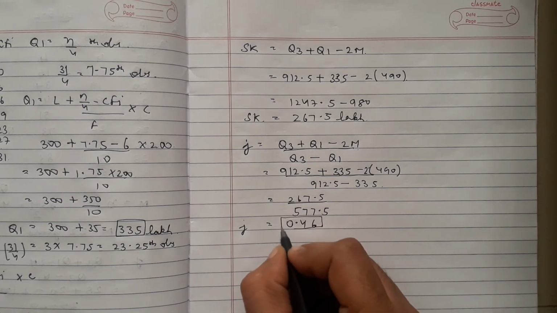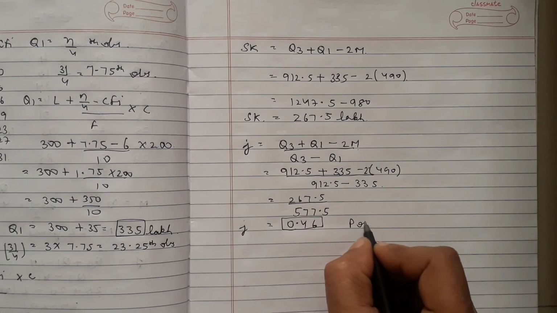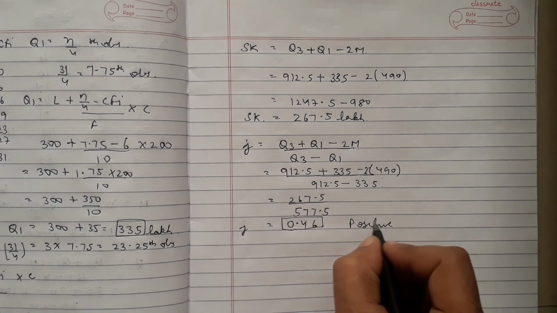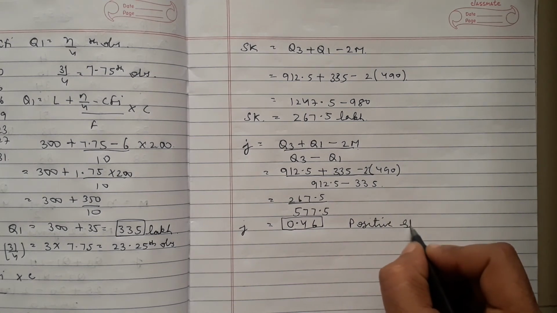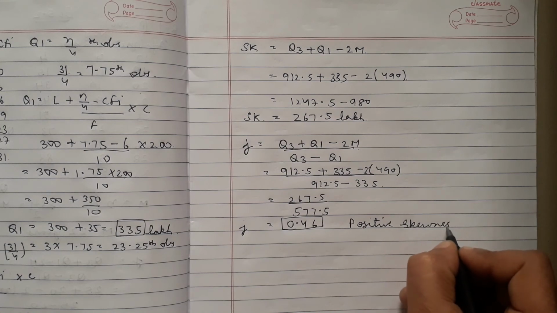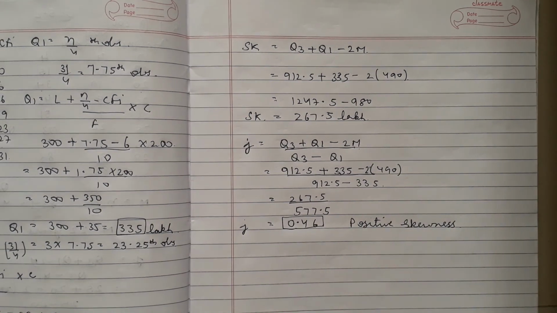Final answer we have got. So this is positive skewness. Since the value is positive, it is positive skewness. We will write here positive skewness.